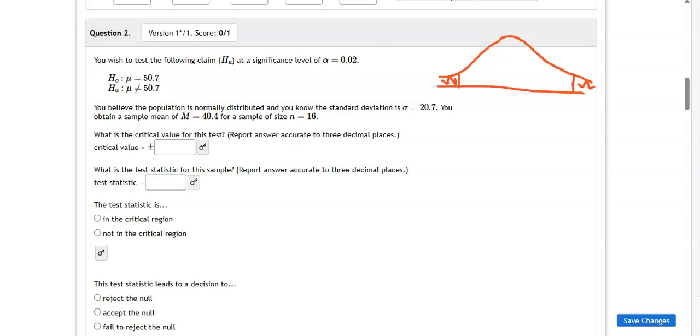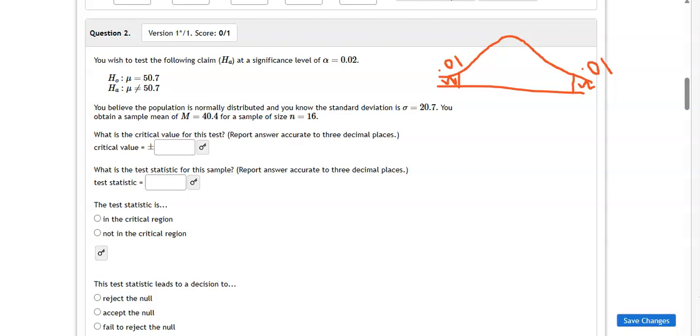Now, since it has two rejection regions, that means we have to divide this right here by 2, which would be 0.01. And each of these rejection regions has a probability of 0.01. Now, we're just going to look up one of them because since the curve is symmetric, we'll know the other just from knowing one of them.